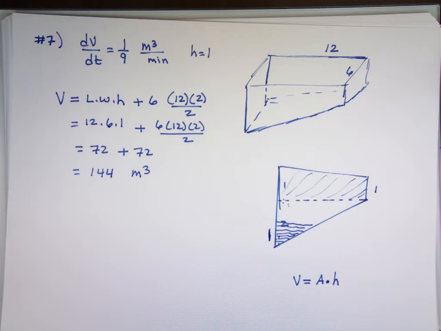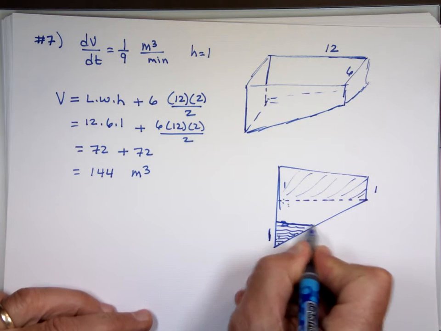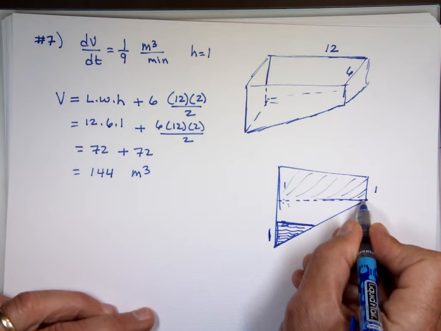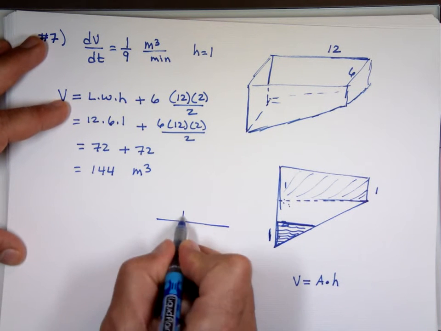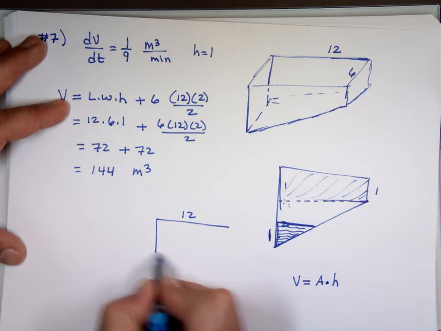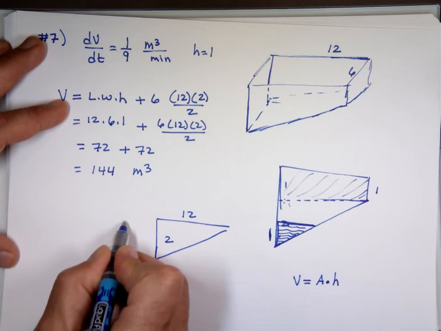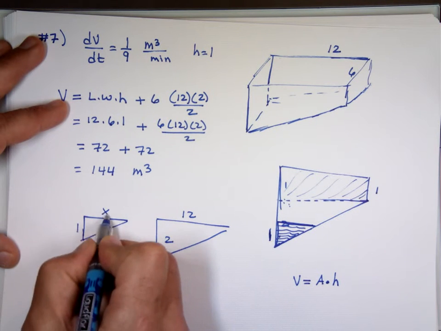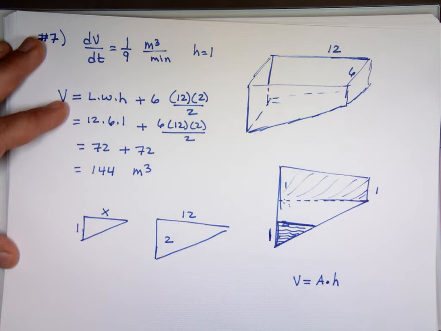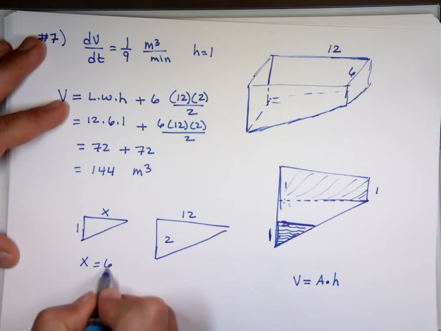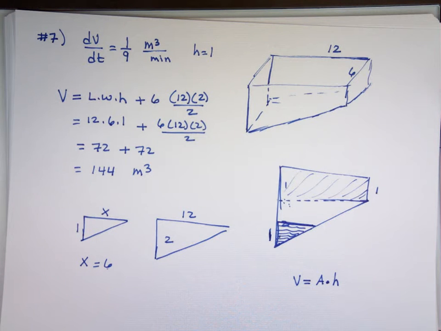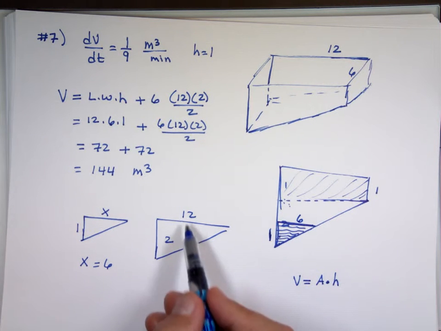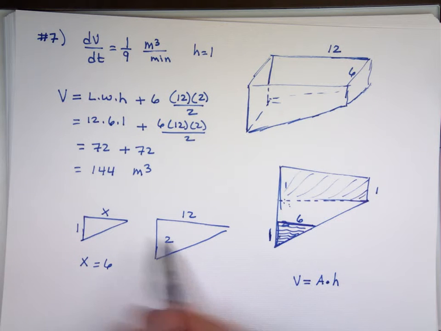Similar triangles. Notice this triangle right there and this big triangle. If you do the ratio of similar triangles, you get 12 here, and you get 2 down here. This one you got 1, and what is this value? Similar triangles, x will have to be 6. So when this is 1 foot high, this is actually 6 feet. The ratio of this side to this, 12 to 2, which is 6, should be the ratio of this side to this side.